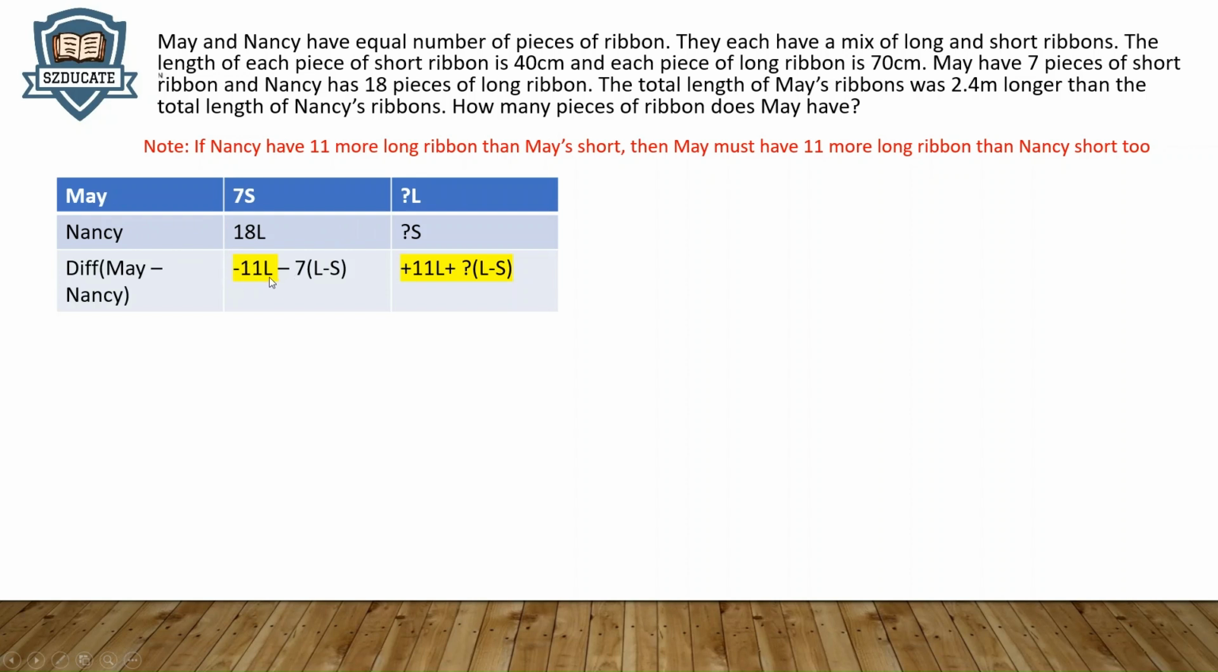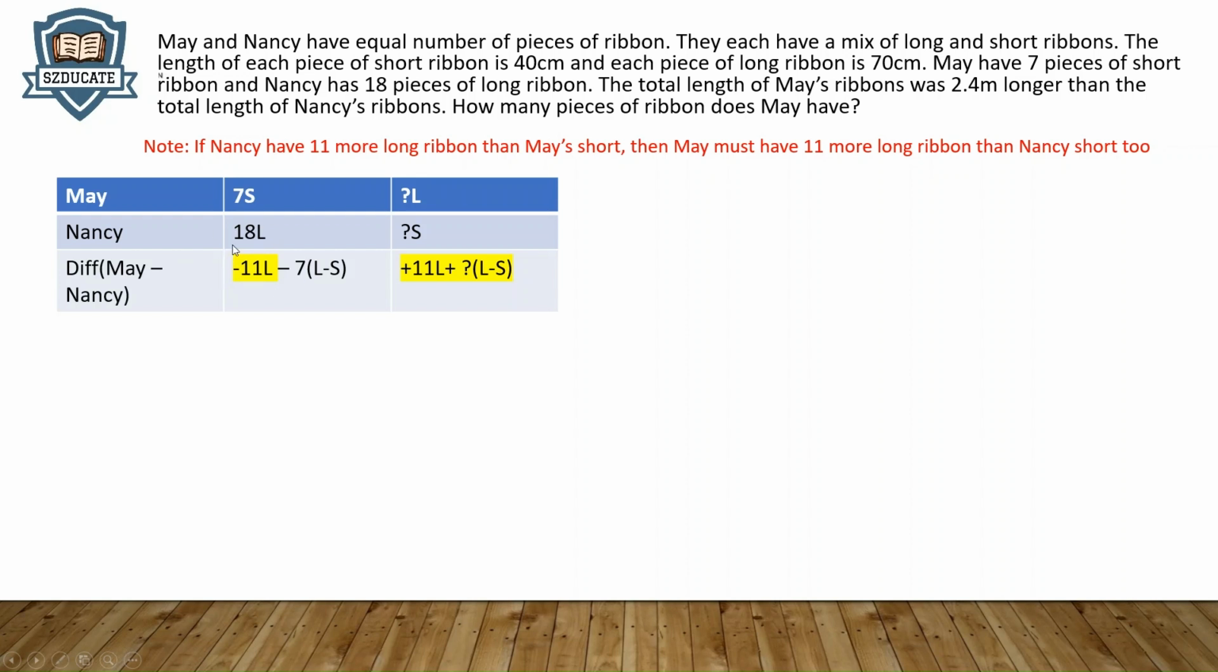Now, why do I put negative 11? Because the total length of May's ribbon is 2.4 meters longer. That means if you take May's total ribbon minus Nancy's total ribbon, I will get a positive number, 2.4 meters. So it makes more sense because I do not want to work with more negative numbers than necessary. So I'll take May minus Nancy. But Nancy is obviously longer, she has a lot more long ribbons. So the long ribbon belongs to Nancy, the 11 extra. So when we take May minus Nancy, we are going to have negative 11 long.